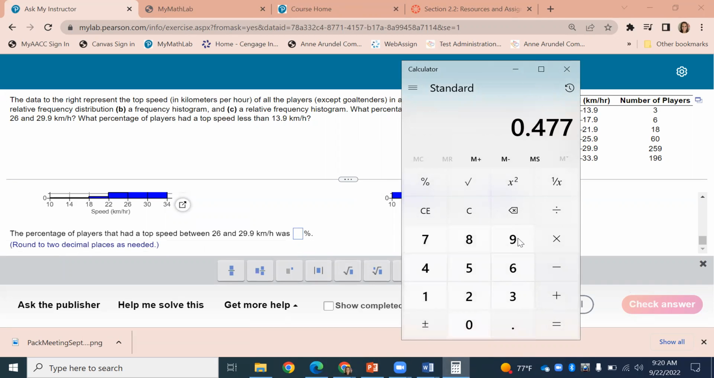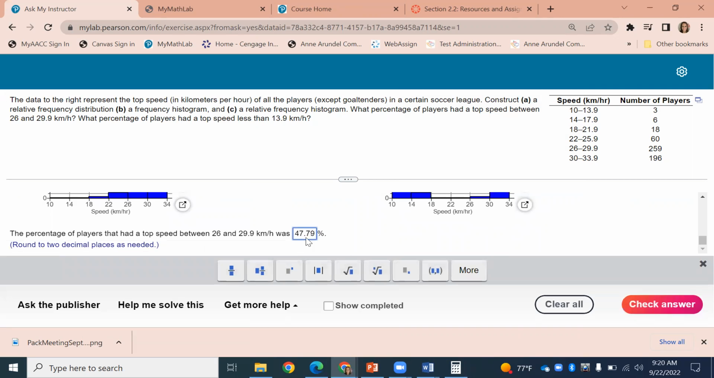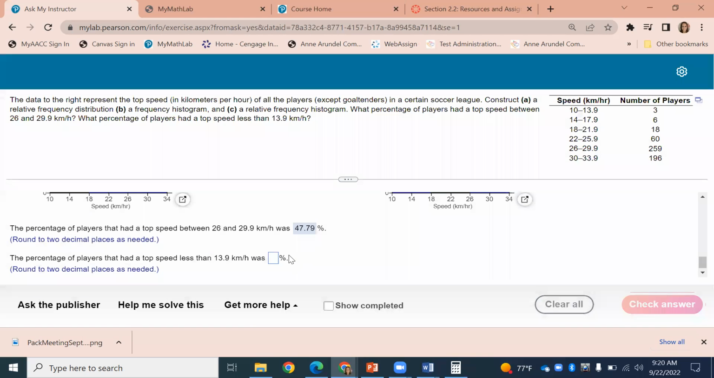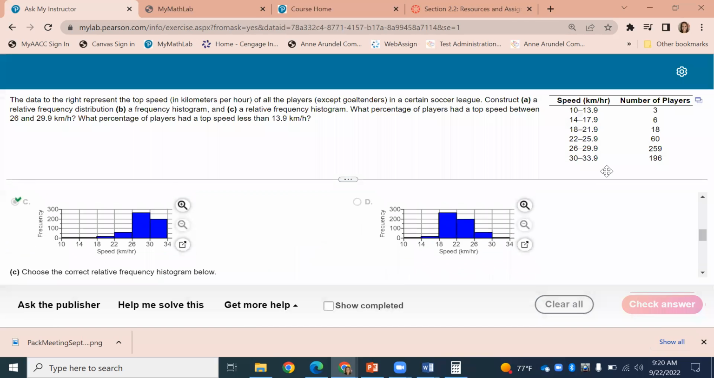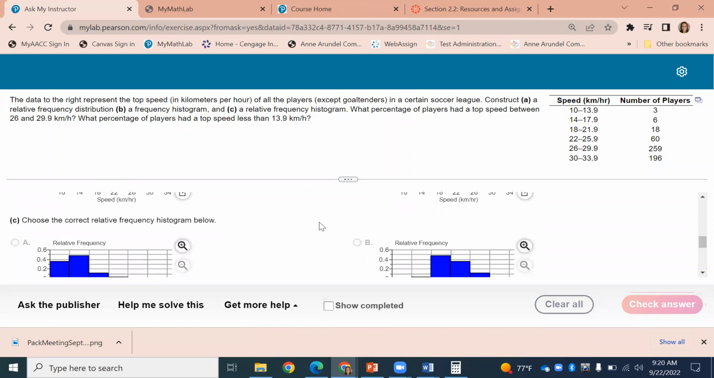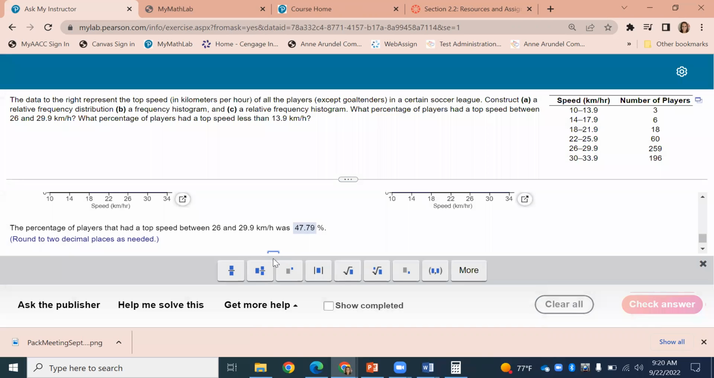That's the trick that we need to do to convert it from a decimal, and it says round to 2 decimal places, which is what we have anyways. So we can say 47.79% of the players were between 26 and 29.9. And then it says the players that were less than 13.9. Well, that has to be the first group. That was 0.055, which if we multiply that by 100 would be 5.5%. Okay, so I hope that helped.